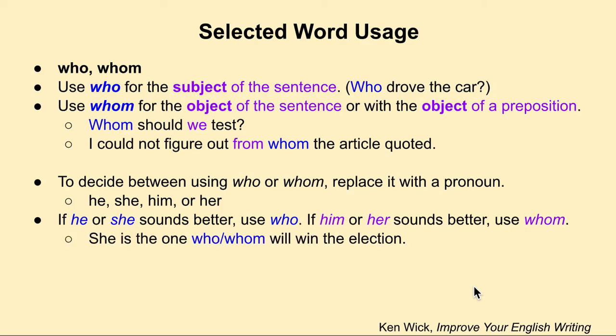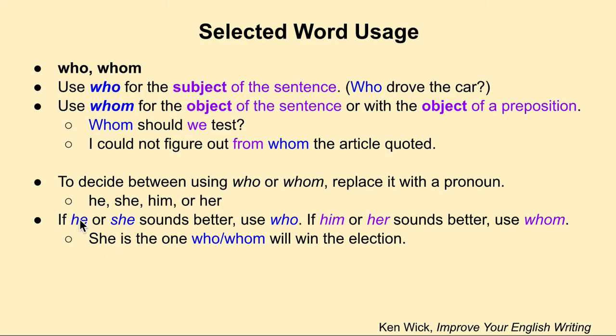So let's do this in a trial sentence. This is actually a sentence from the book. She is the one who, or is it whom, will win the election? Is it she's the one who will win the election, or is it she's the one whom will win the election? Which one is it?